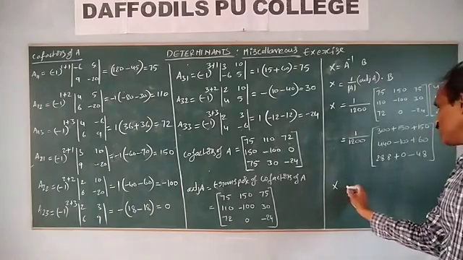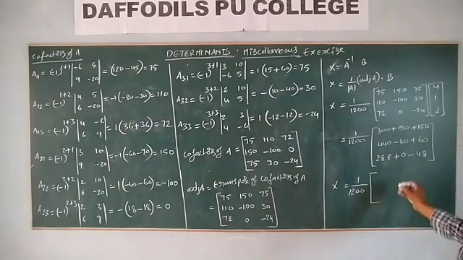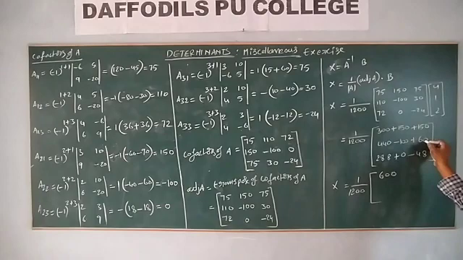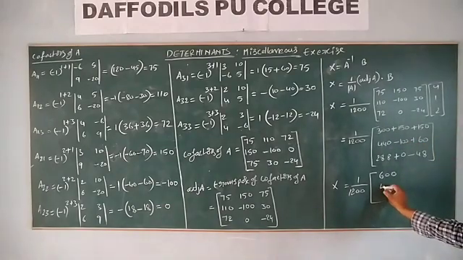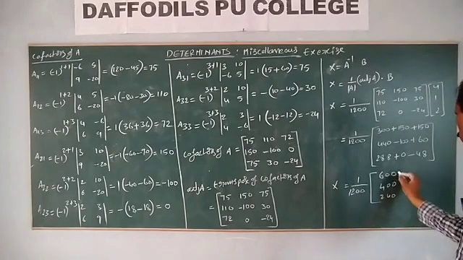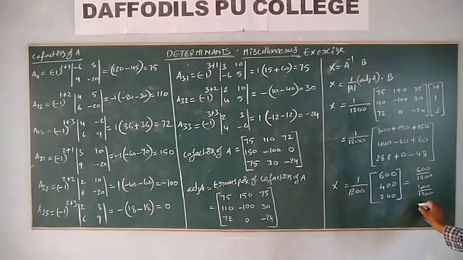Next, capital X is equal to 1 by 1200, 300 plus 300, 600. 440 plus 60, 500. 500 minus 100, 400. 288 minus 48, 240. Right. This is equal to 600 by 1200, 400 by 1200, 240 by 1200.